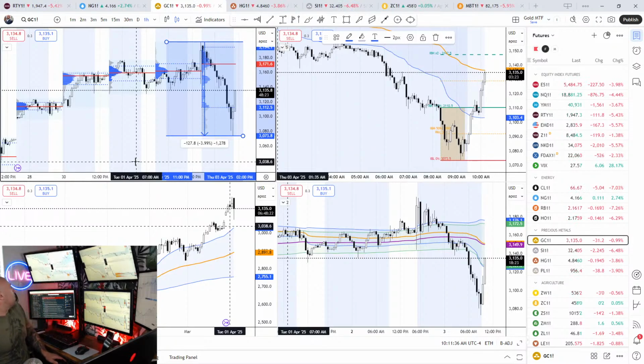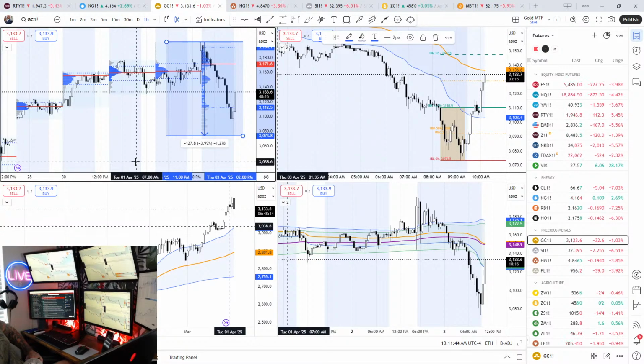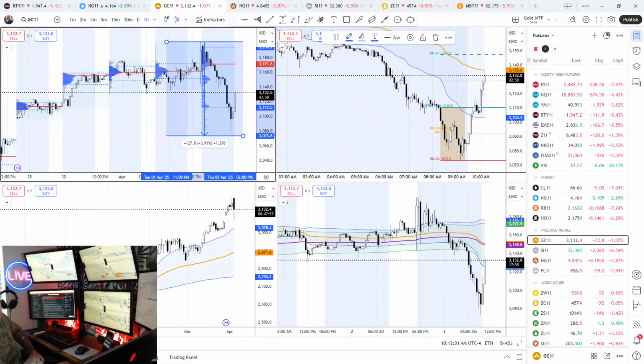So gold is very strong. It looks like it's setting up for a short here. But that is one hell of a move. S&P new lows, Dow new lows. Gold is very interesting right here. Might take a little bite of micro gold for short.